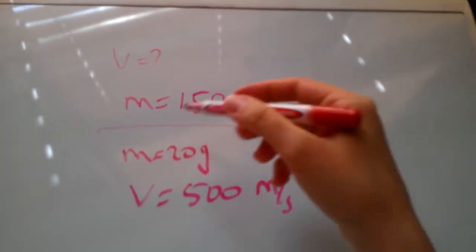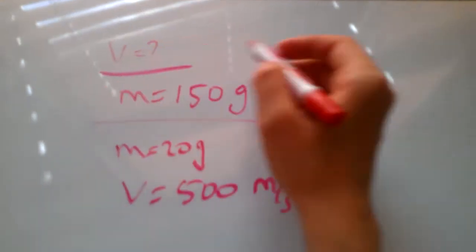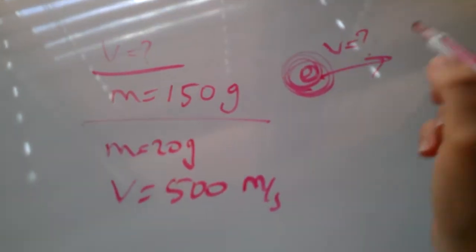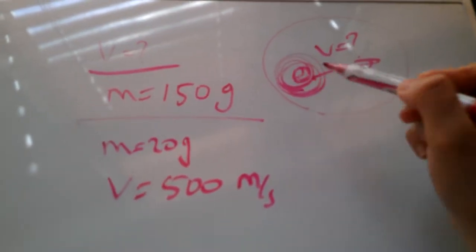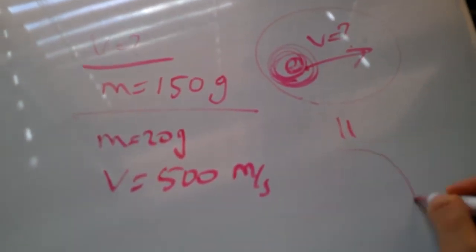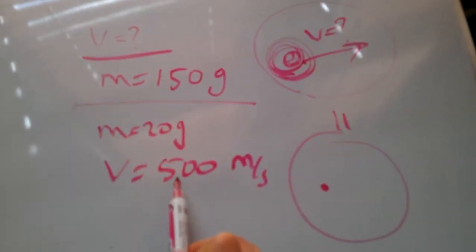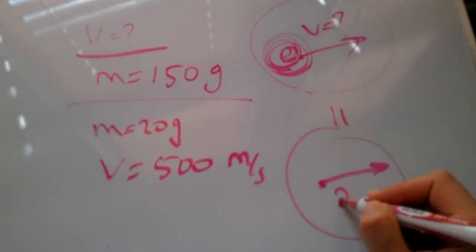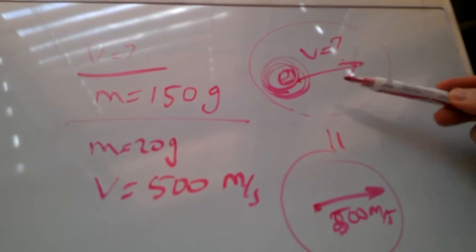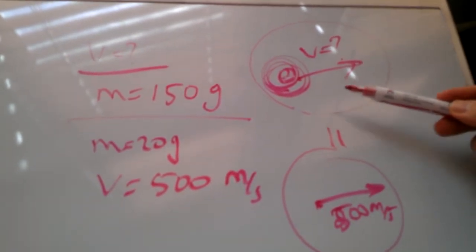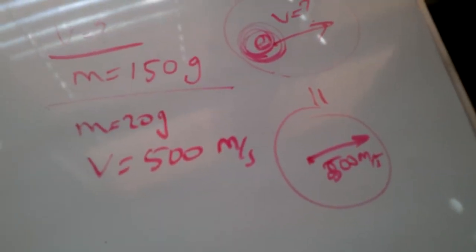So the question is how fast this baseball should be thrown such that the momentum of this guy, the baseball, is the same as the momentum of a little bullet with mass of 20 grams, but with velocity of 500 meters per second. We want the momentum of the baseball to be the same as the momentum of the bullet. So let's just write it out.